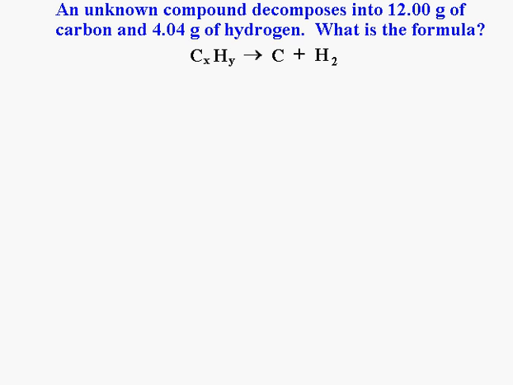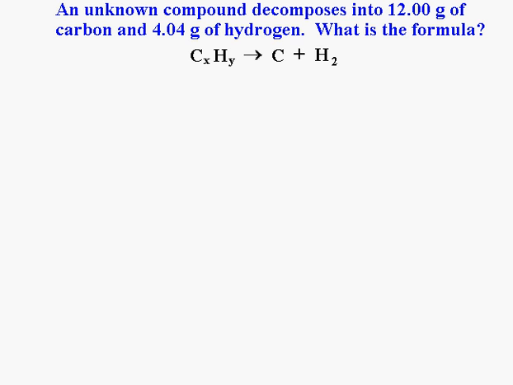How does that help? Well, think about it. The chemist gave us grams of carbon and grams of hydrogen. I can convert those to moles. Where do moles go in a chemical equation? They're the coefficients. So if I convert grams to moles, I'll essentially get the coefficients that go with C and H2 in the products of the reaction. Let me show you how that works.